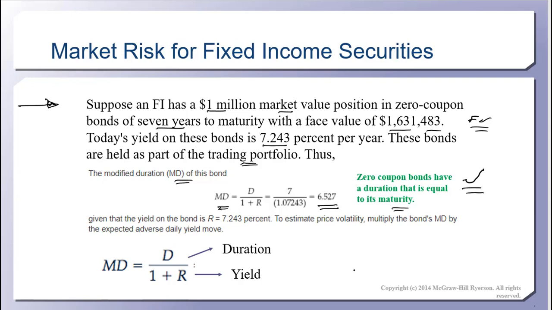Now we need that because, as we know, we're going to use that modified duration times some change in the basis points in terms of the rates. So given that the yield on the bond is 7.243%, to estimate the price volatility, multiply the bond's modified duration by the expected adverse daily yield movement, and again that's going to be given in terms of basis points. So an important formula to remember: modified duration equals D over 1 plus R. D is the duration, and zero coupon bonds have a duration that is equal to the maturity, and R is the yield.